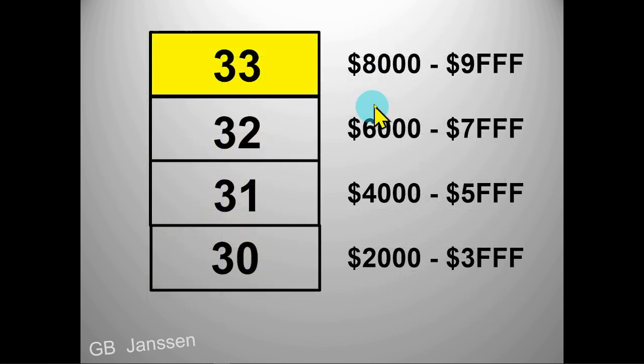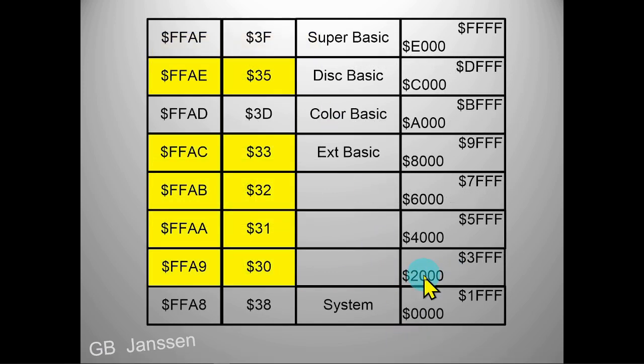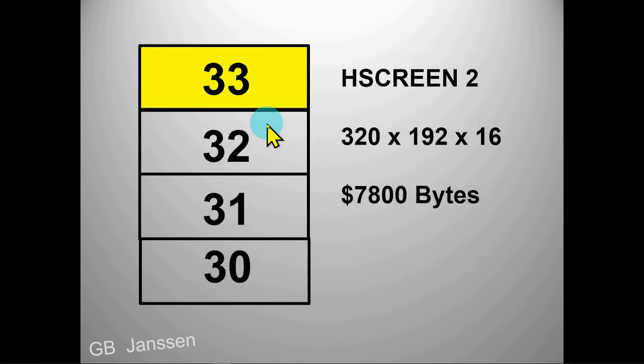Okay, let's talk about the graphics area. It's blocks 30 through 33. When it's swapped in, it comes in down here. You can see it starts at 2000 and goes up through 9FFF. Which again, this shows the same thing, 2000 to 9FFF. And we're really going to be working with block 33.